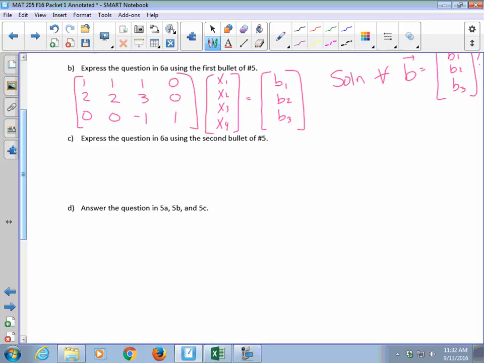All right, so if I want to express this same question using the second bullet from question 5, from the theorem, part 5. The second bullet says every column vector B can be expressed as a linear combination of the columns of A. So that means take a linear combination of the columns of A. We don't know what the weights are yet.